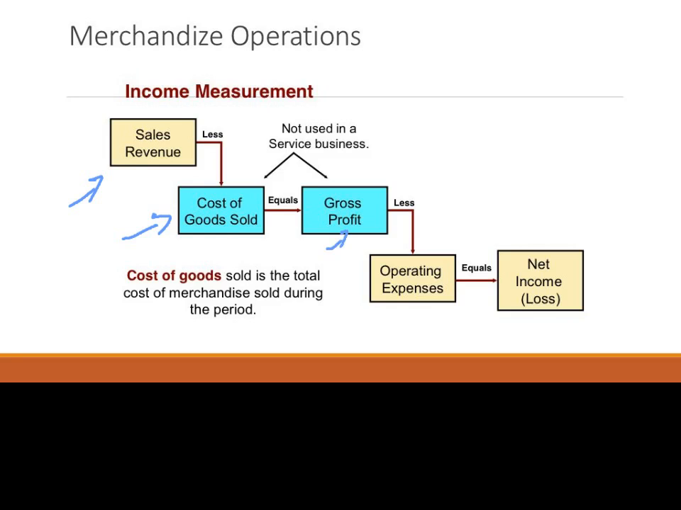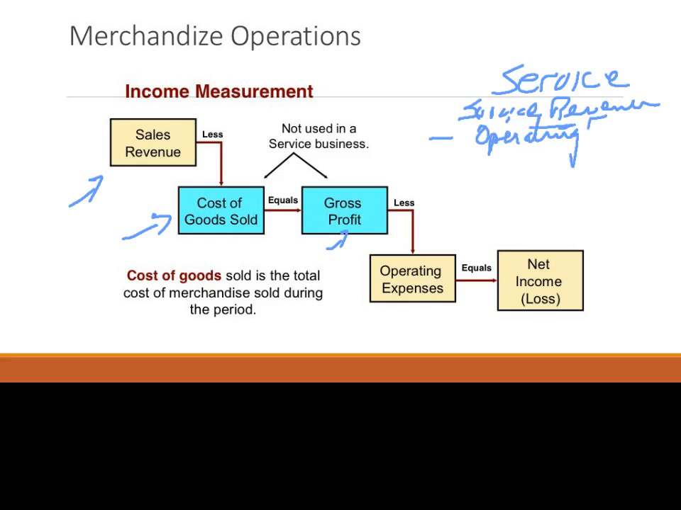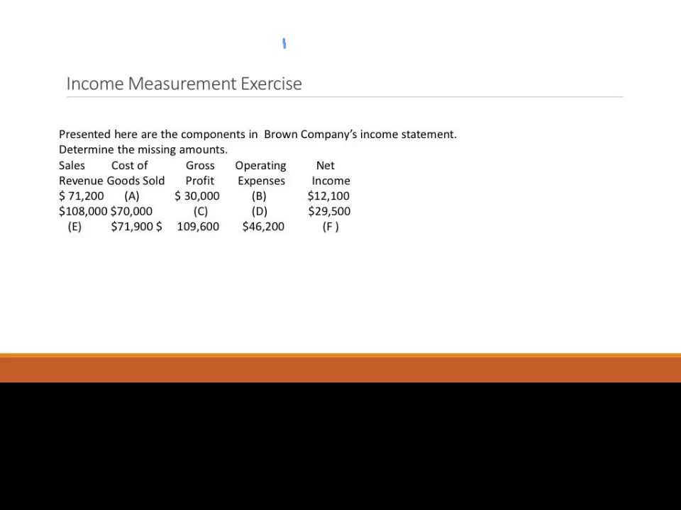net income. Now, for a service company, the income statement was simply service revenue minus operating expenses, and that equaled net income. For a merchandise company, though, it's sales revenue minus the cost of goods sold equals gross profit. And from gross profit, I then subtract operating expenses such as salary and rent to arrive at net income.